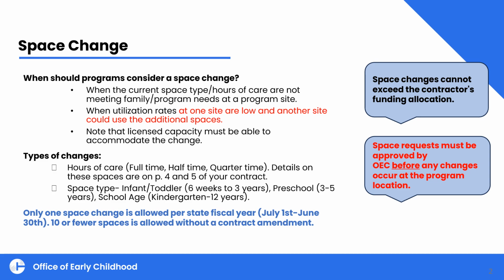Please note that the reimbursement rates differ with each space type, and it may not be an equal dollar-to-dollar exchange. Also, only one space change is allowed per state fiscal year, July 1st to June 30th. Ten or fewer spaces is allowed to be converted without requiring a contract amendment. Space changes cannot exceed the contractor's funding allocation, which is listed in your contract on page 11. All space changes must be approved by the OEC before any changes occur at a program location.